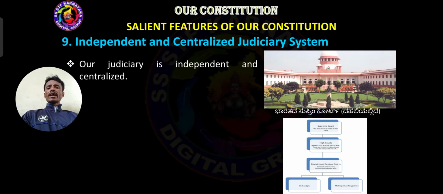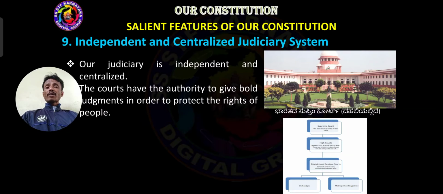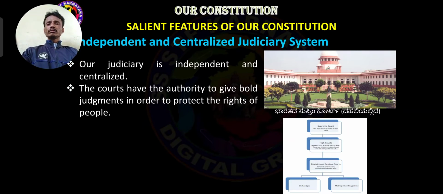Our judiciary is independent and centralized. You should keep in mind throughout the country: the highest court, the Supreme Court; the state level highest court, the High Court; and even state level consisting of some important district courts. So that is centralized. Throughout the country there is one judicial system. The courts have the authority to give bold judgments. It means daring judgments in order to protect the rights of the people. Bold, daring, right judgments we have to give. It is the duty of the judiciary system.